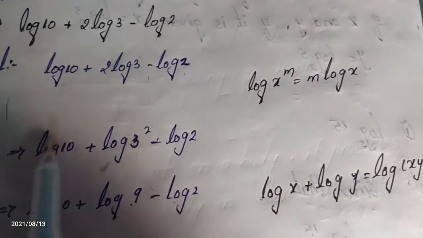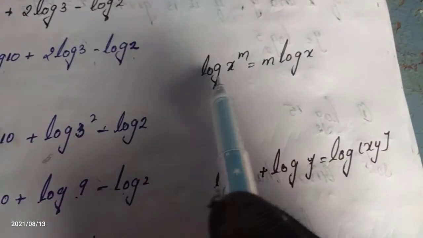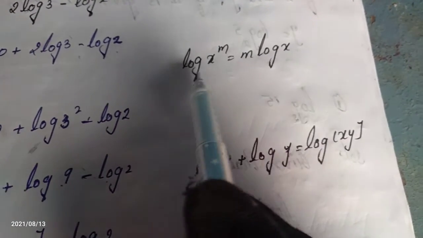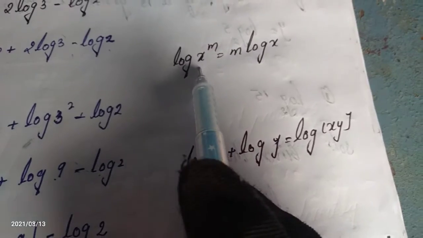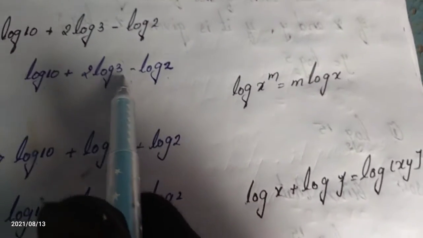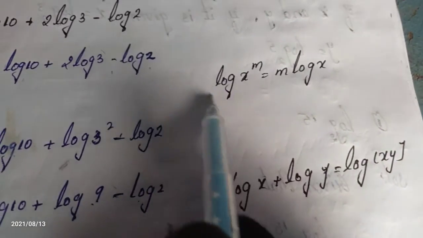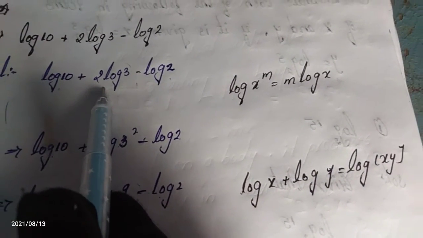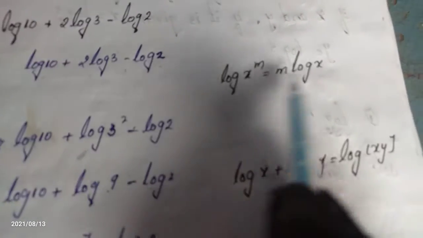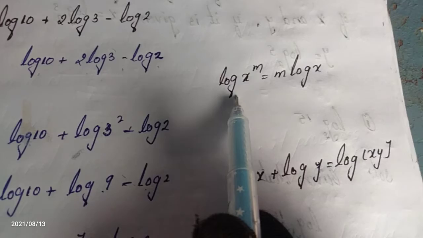That's why first I write log 10 as it is, and for the next term I write according to this formula. There is no base, that's why I am neglecting the base. What is that? Log x to the power m can be written as m into log x. Whatever power is there, we write it before the log. Here we have to do the reverse: up to now we converted from one side to the other, but in this step we have to convert the RHS into the LHS. Can you understand my point?